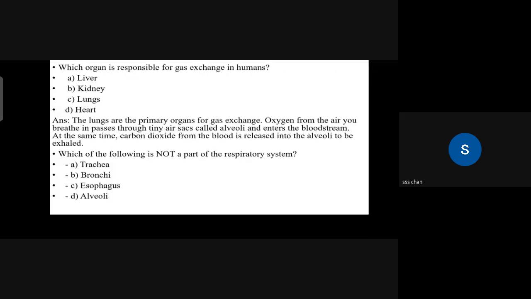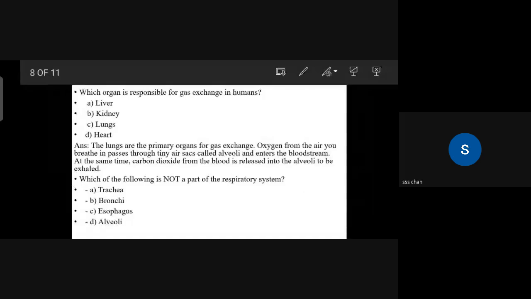Now let's look at this one. It says, which organ is responsible for gaseous exchange or gas exchange in the human body? Which organ?